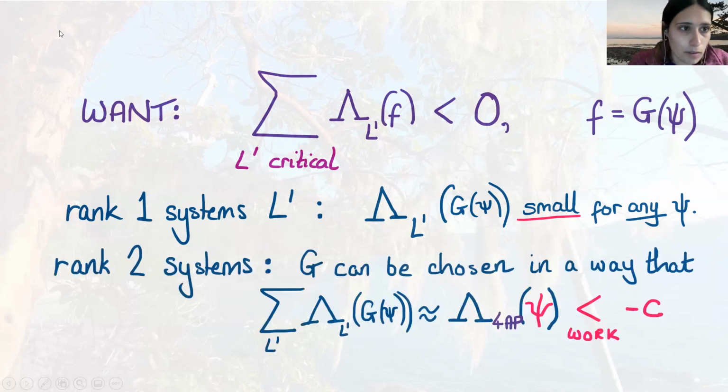The rank 2 systems, right? So we've got L prime critical. So in particular, the 4-term arithmetic progression is a critical subsystem. If we have a system containing a 4-term arithmetic progression, I realize I haven't defined for you exactly the definition of a critical subsystem. I'm sort of asking you to imagine what they are without telling you what they are, because it's slightly fiddly to define.